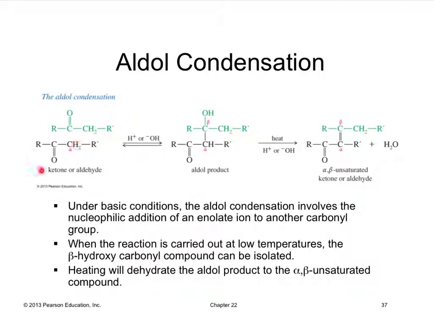Here you have a ketone or aldehyde and another ketone or aldehyde, and what happens in the presence of acid or base is that you're taking your alpha carbon and reacting it with the carbonyl center, so this becomes an alpha beta hydroxy ketone, or the aldol product. And then when you subject it to heat in the presence of acid or base, this will eliminate to form an alpha beta unsaturated ketone, so this is the alpha beta unsaturated ketone.